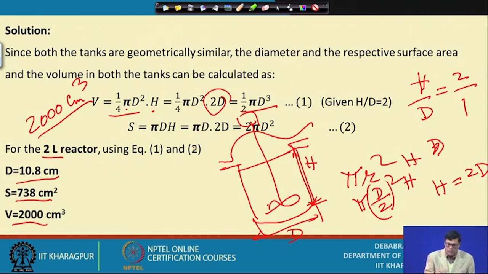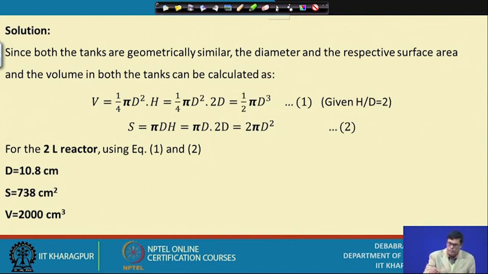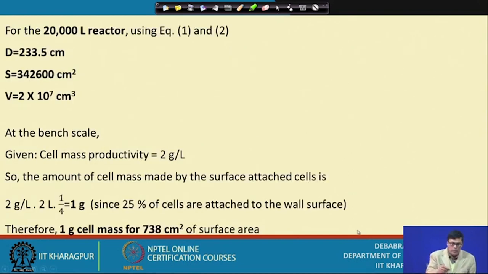Surface area is equal to, how can you calculate the surface area? What is the periphery? Periphery is 2 pi r. Am I right? So 2r equal to diameter. Am I right? This is pi d, and height is h. So surface area will be pi d into h. This is how we can calculate the surface area. Now similarly, in case of the 20,000 liter reactor, we can calculate the diameter. This is 233.5 centimeter, the surface area is this, and the volume is this. Okay.